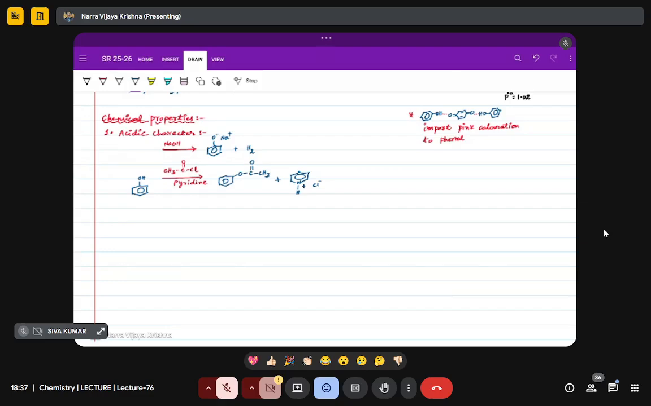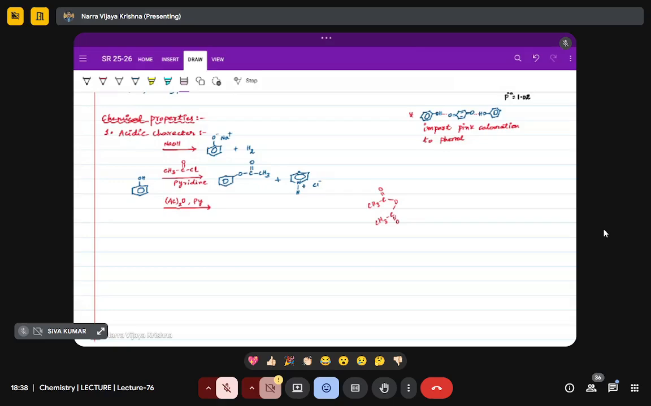Next, with acidic anhydride in presence of pyridine. Acidic anhydride means, can I write Ac? Ac means CH3CO, twice O. Correct? Or CH3CO, again CH3CO. This is Ac. This is Ac. O. So what we got as acidic anhydride. So I am writing it as Ac2O, acidic anhydride in presence of pyridine.